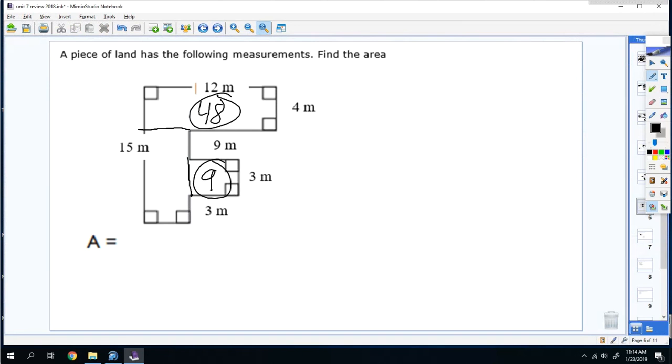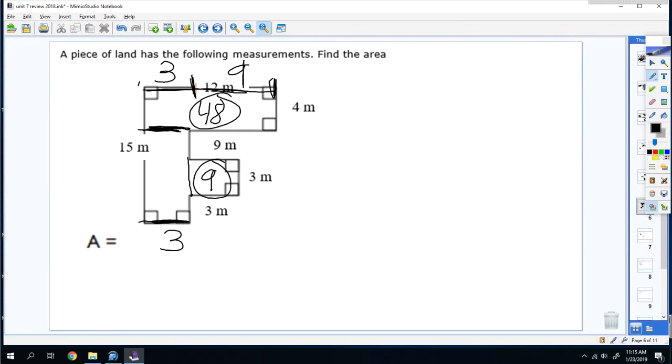Now, we got to find the last one. So I need to find the base. So I need to find this base or this one down here. So I know that this whole thing is 12. From this point is 9. So it means that this has to be 3. Because 3 plus 9 equals 12. So it means that this base is 3.